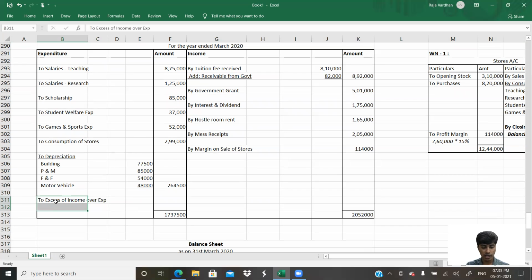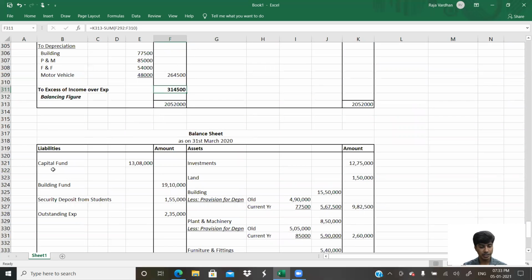So this is my balancing figure. So what would I write here? How much is it? It is equal to this amount minus what we have right up here. How much does that give me? 3,14,500. So this has to be added to our capital fund.